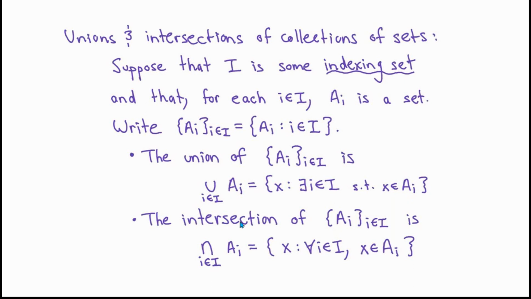Similarly, the definition of the intersection of the collection of sets A sub little I is as follows. The intersection, little I running through big I of the sets A sub little I, is defined to be the set of all x's with the property that, for every little I in big I, x is an element of the set A sub little I. In other words, the intersection of the collection of sets is the set of all x's which are in all of the sets A sub little I. Now, this can be a little tricky for some people, so I want to take a look at an example.